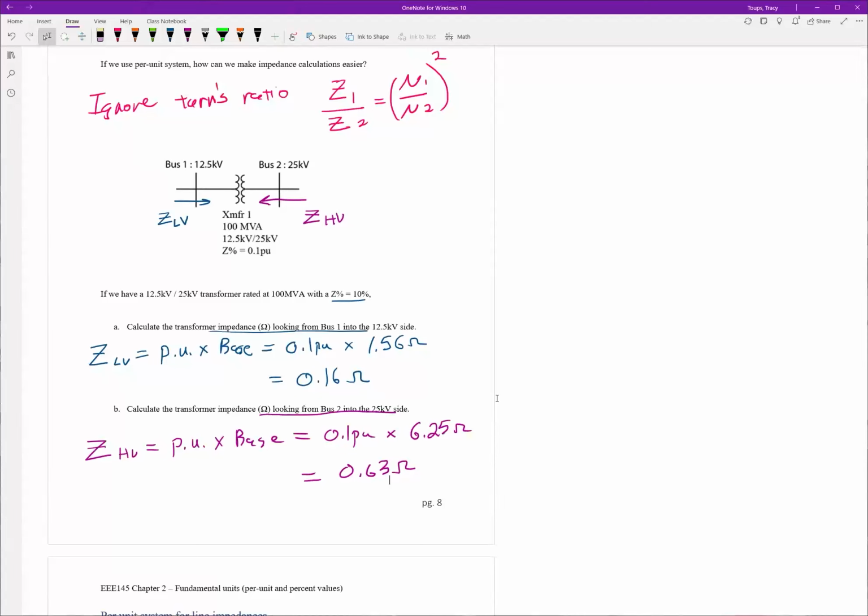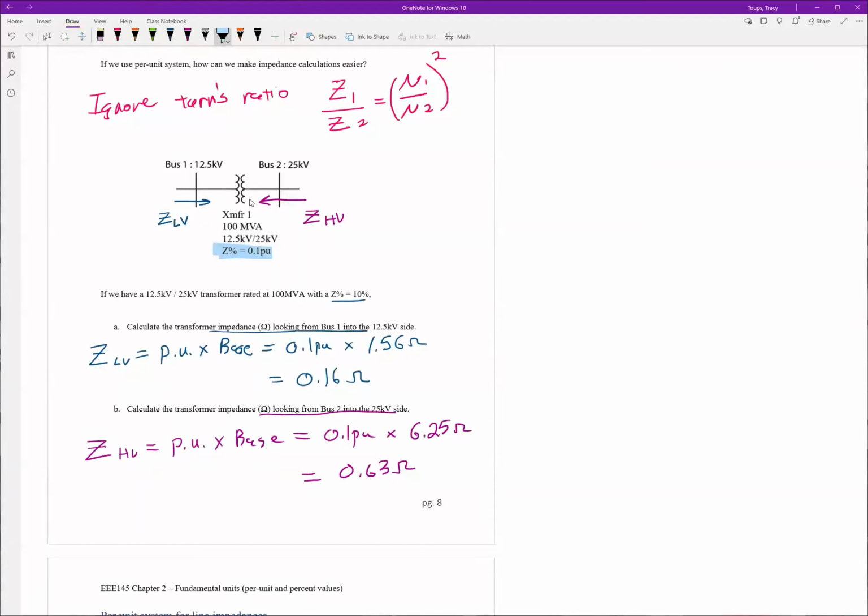Exactly. It's confusing. No one uses a system of ohms on the high side, low side. Literally, I've never seen it in a power system, maybe once or twice. But everybody uses 10%. Isn't it just much easier to say, hey, my impedance is just 10%? That's it, right? Boom, done right here. I'm not going to say, oh, well, 0.16 from the low side, 0.63 from the high side. No, we're just going to say this transformer impedance is 0.1 per unit and just walk away.